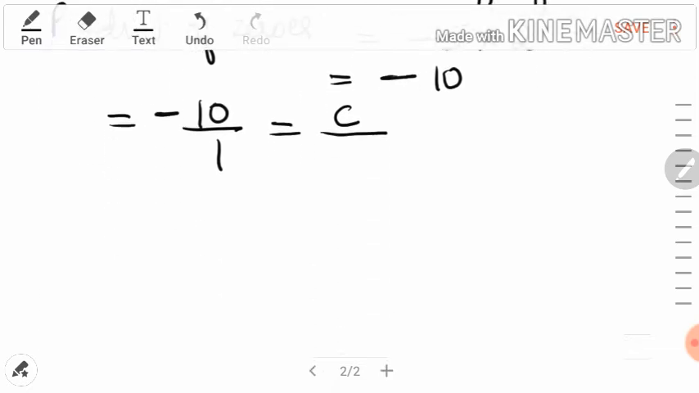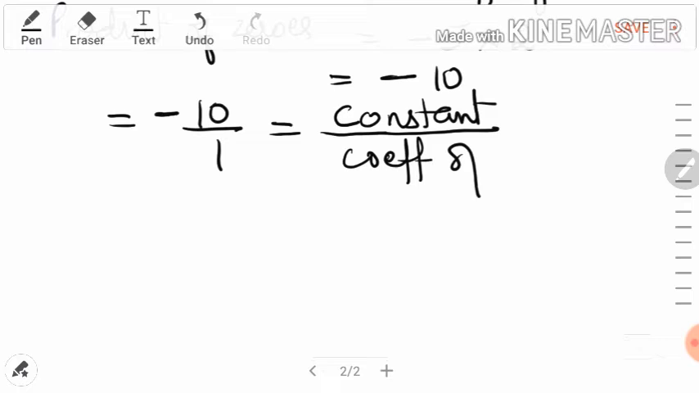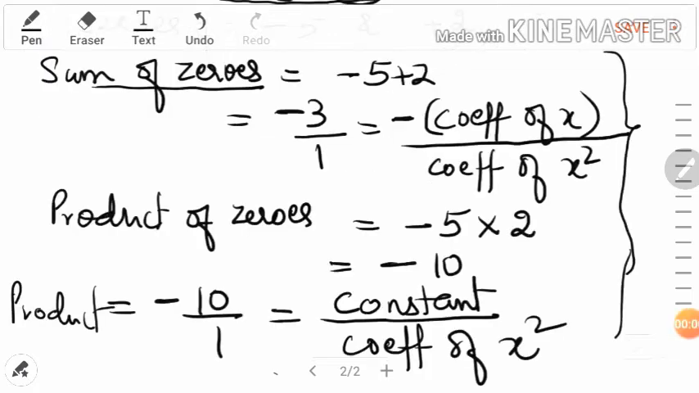So minus 10 is the constant term divided by the coefficient of x square. So we can see that the product of zeros is also related to the coefficient and constant of the polynomial. These results are true for any quadratic polynomial.